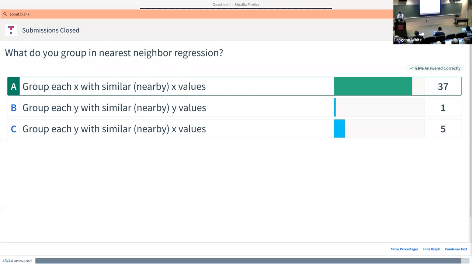So pretty good. As I was drawing my picture, you're grouping nearby X values, right? Otherwise, I would be drawing it like this or something. And so that's how you make predictions about Y, but you do it by grouping together the X's.